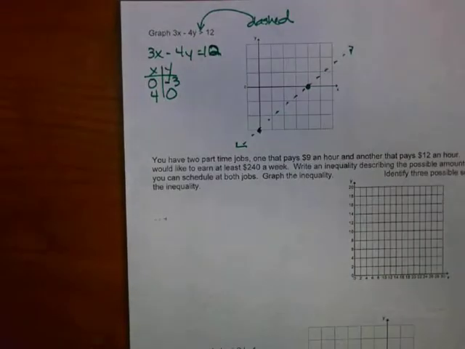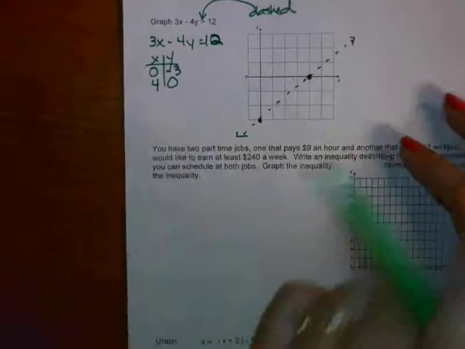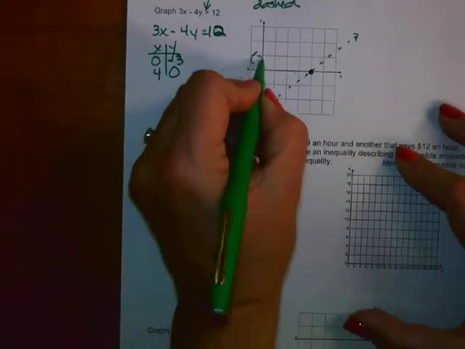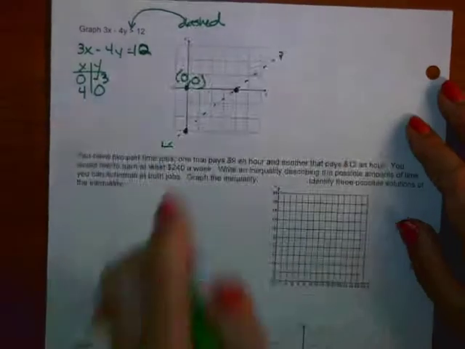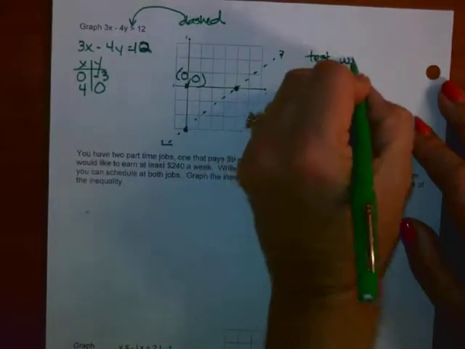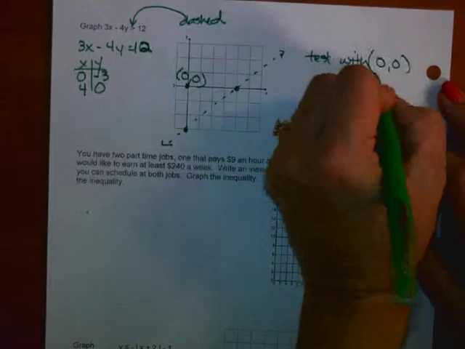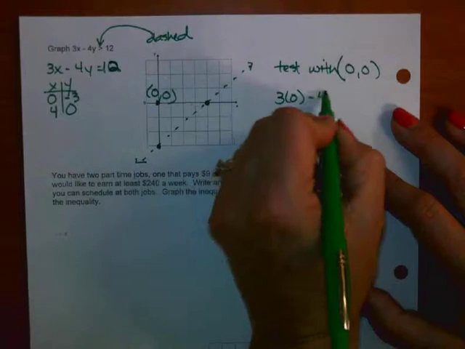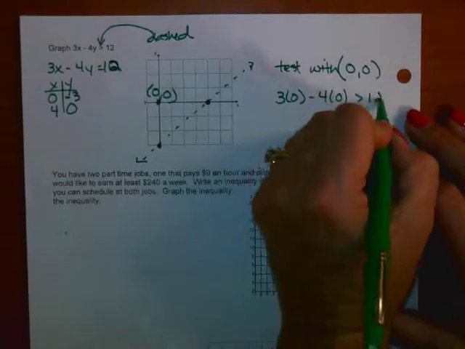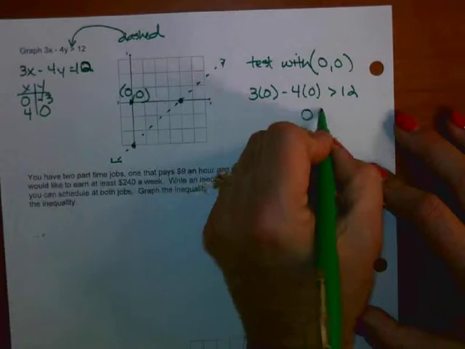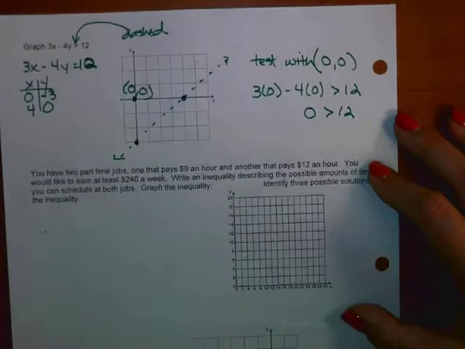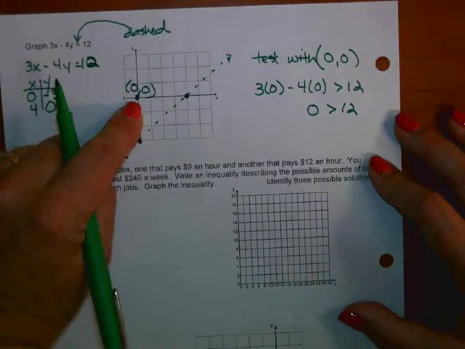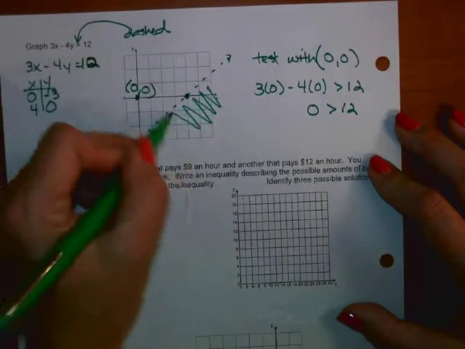So now I've got my line. Why is it dashed? What does it tell me? The points won't work in this inequality. But now I have to decide what side to shade. The easiest way is to use 0, 0. Test with 0, 0 to see if it makes the inequality true. So 3 times 0 minus 4 times 0, is that greater than 12? Obviously, it's not. So that tells me that 0, 0 is not a solution. Okay, so you shade the other side.